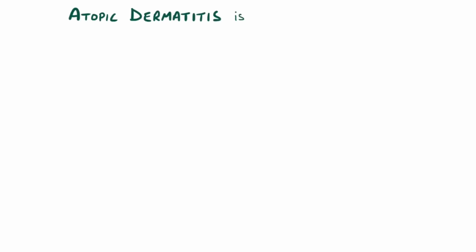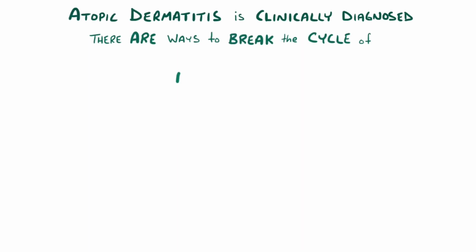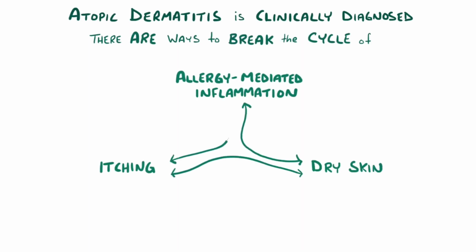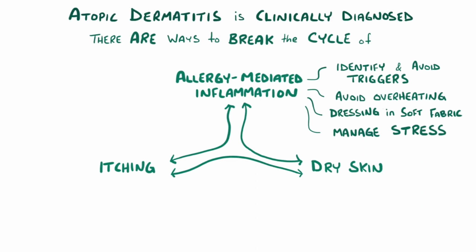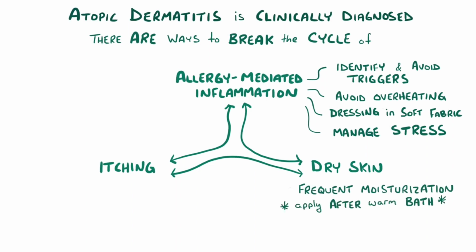Atopic dermatitis is generally a clinical diagnosis, and there are ways to help break the cycle of allergy-mediated inflammation, dry skin, and itching. With regard to allergy-mediated inflammation, it's important to identify and avoid any triggers, as well as avoiding overheating, dressing in soft fabrics, and managing stress well, which is of course a good life habit anyways. Dry skin can be managed with frequent moisturization, which is usually best to apply after a lukewarm bath.